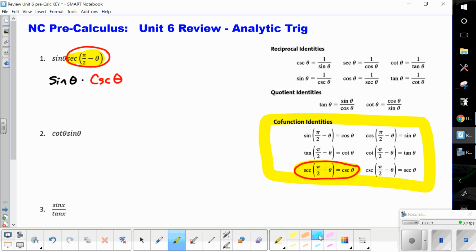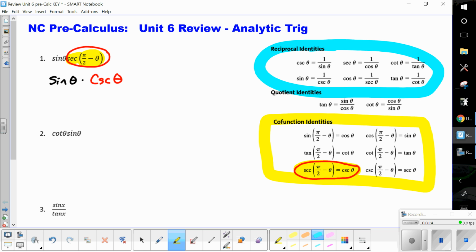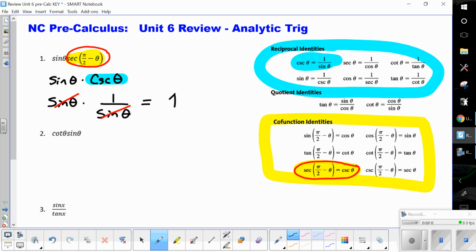And these reciprocal identities and the quotient identities are used quite often in these type of problems. So I notice right here in my reciprocal identities, this very first one, cosecant of theta is equal to 1 over sine. So I'm going to change this to 1 over sine. So now I have sine of theta times 1 over sine of theta. And using our basic math knowledge here, I know that those are going to cross-cancel each other out. And I'm left with just 1 for an answer.